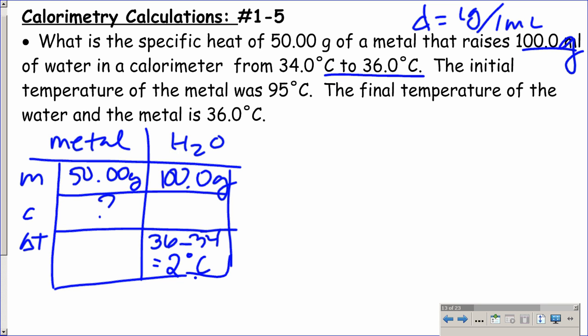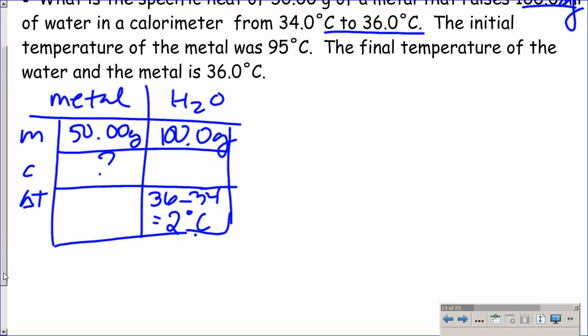The initial temperature of the metal was 95. The final temperature of the water and the metal was 36. What can I find from that? The metal was 95, so that's Ti, right? It is now 36. So 36 is T final minus 95, which is T initial. So T final minus T initial is what for the metal? Negative 59 degrees Celsius. You will always have one increasing in temperature and one decreasing in temperature. It's okay to have a negative.